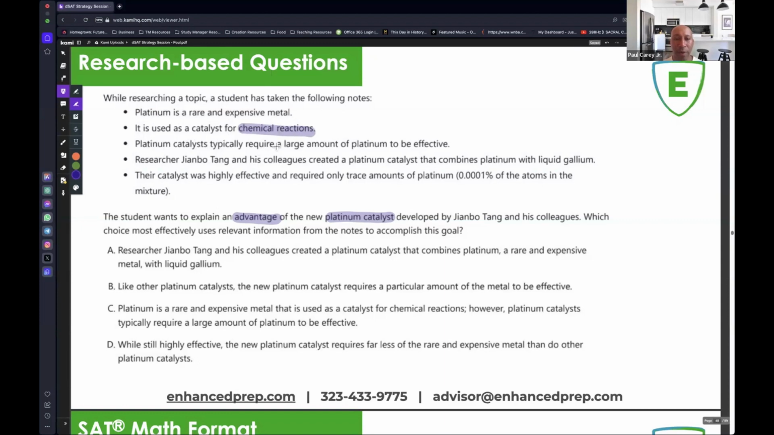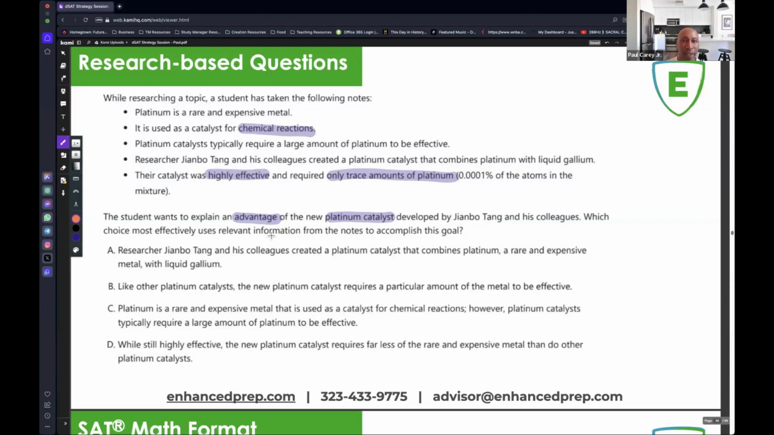Platinum catalysts typically require a large amount of platinum to be efficient. Researchers and their colleagues created a platinum catalyst that combines... okay, that doesn't talk about it. Their catalyst was highly effective. Okay, cool. We see the highly effective part and required only trace amounts of platinum. So now we know what we'd be looking for in our answer choice.